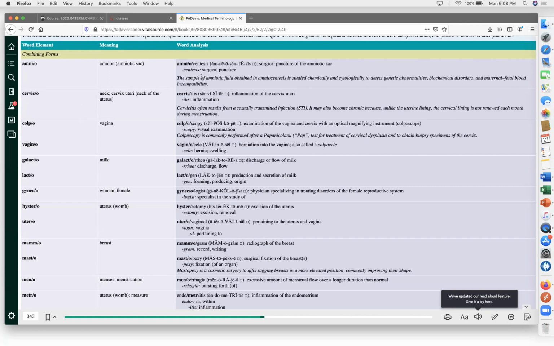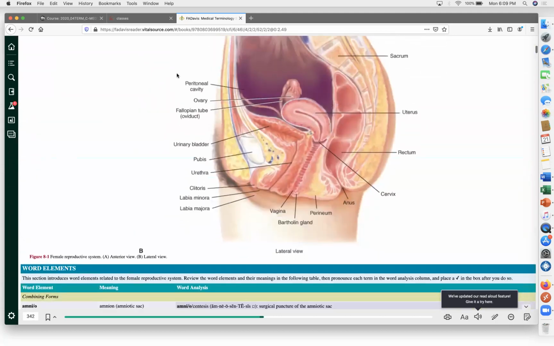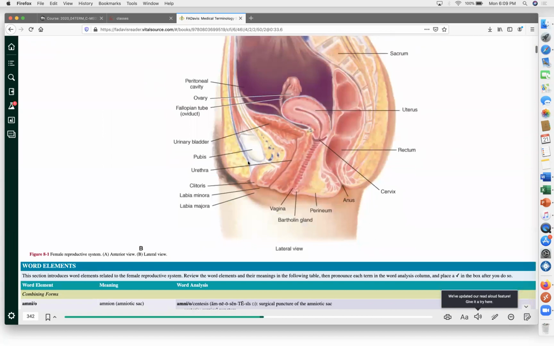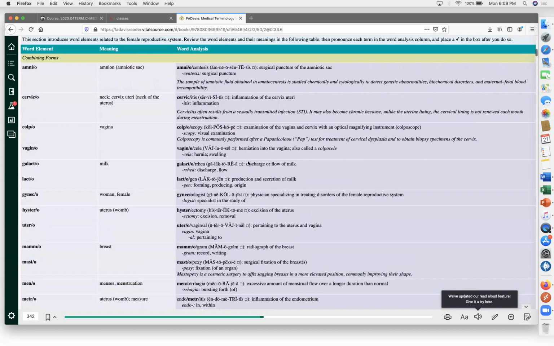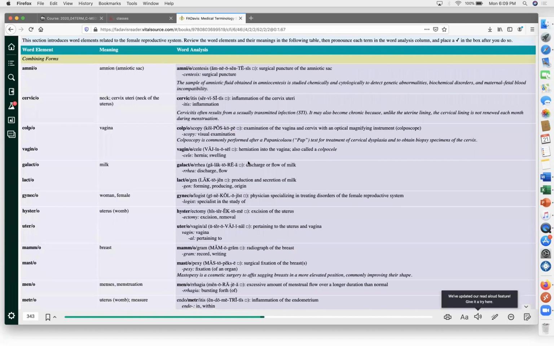So amniocentesis, we already learned that like week 2. We already know it's a surgical puncture of the amnion or the amniotic sac, because if this baby here is implanted, it grows itself within a sac and it's in here. And a really neat way to look for any potential birth disorders is to get some fluid from the amnion, and that's amniocentesis.